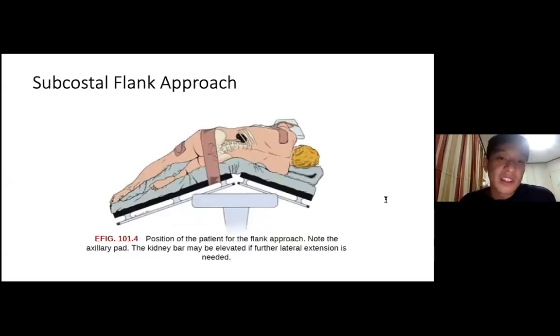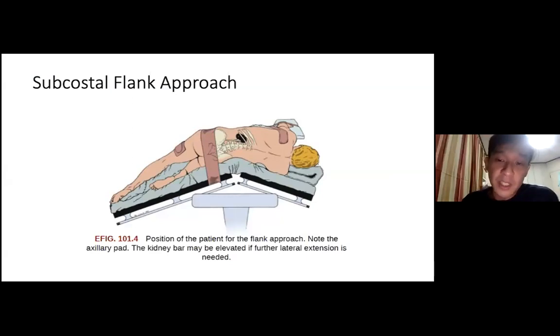After induction of anesthesia and insertion of the ET tube and a Foley catheter, the patient is then placed in the decubitus position. The head is supported to avoid excess flexion at the cervical spine. A kidney bar can be employed if necessary. The tip of the 12th rib should be positioned over the kidney bar. So we locate the 12th rib and then put it on the kidney rest or kidney bar. The patient's back is supported by a rolled blanket or a surgical beanbag.